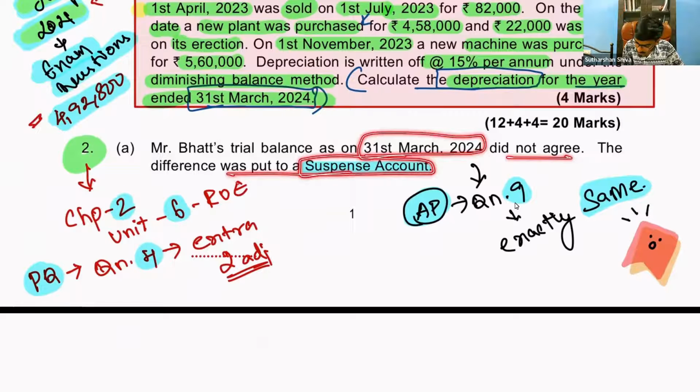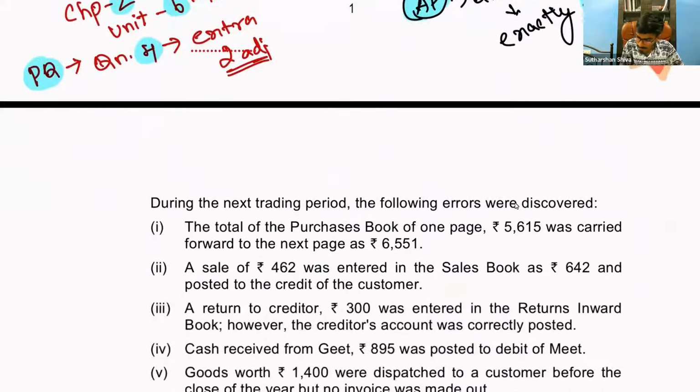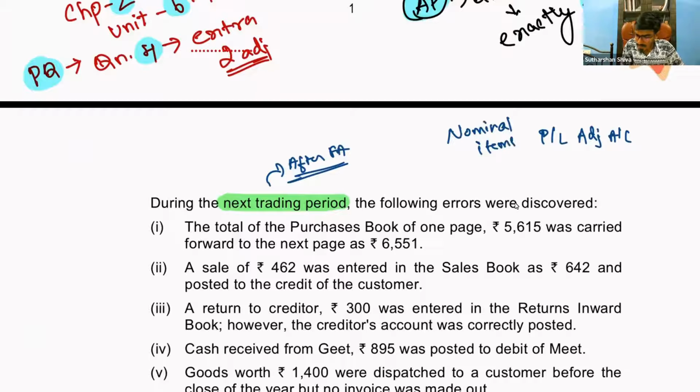During the next trading period, that is a key point here. Next trading period means after final accounts are prepared, you are finding out the mistakes, you are identifying your mistakes. So in that case, the P&L adjustment account will appear for all nominal items.